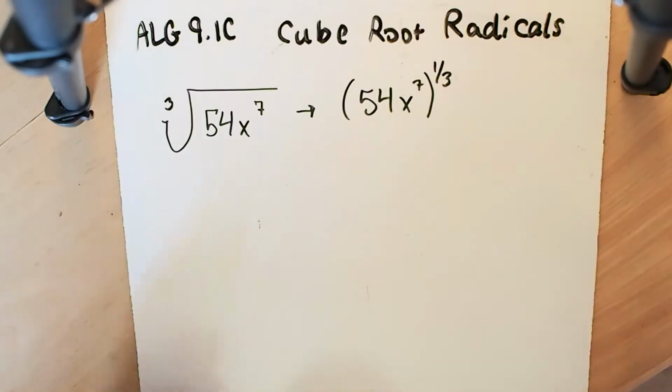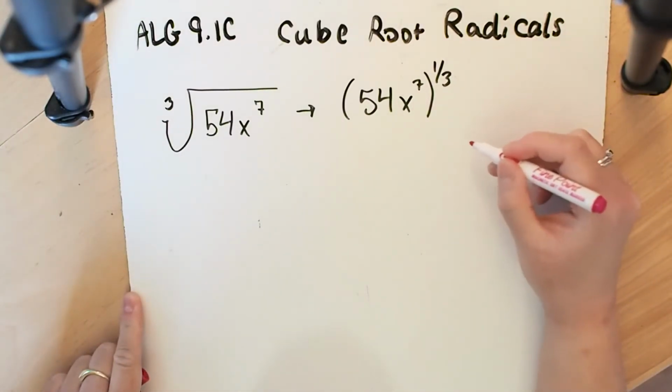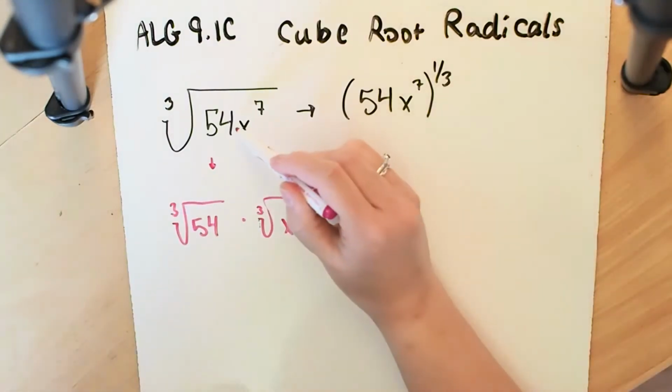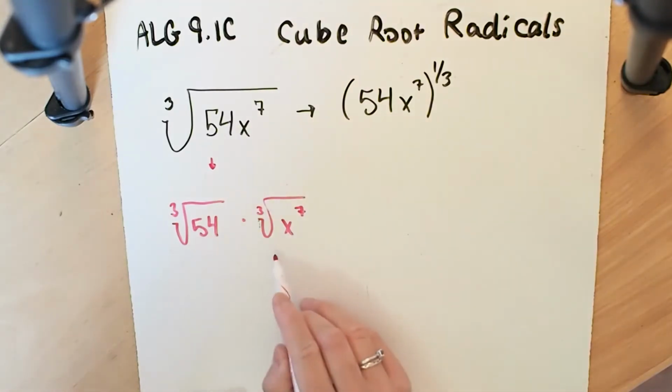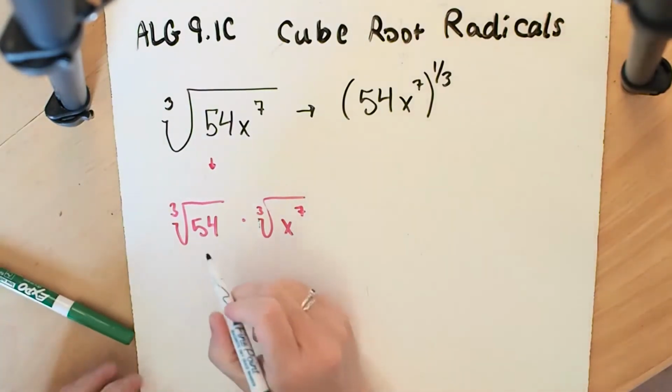So just like we did before with the square root radicals, the first thing we want to do is break it apart using the product property. Because they're being multiplied on the inside, it's totally okay to split them apart so that they're multiplied separately. Then let's take a look at 54.